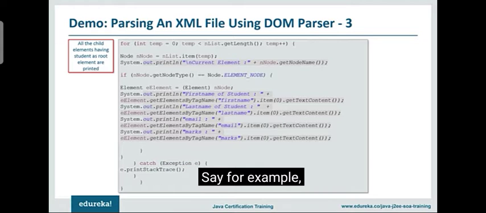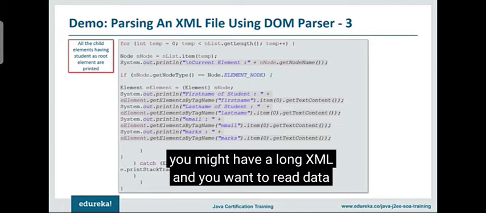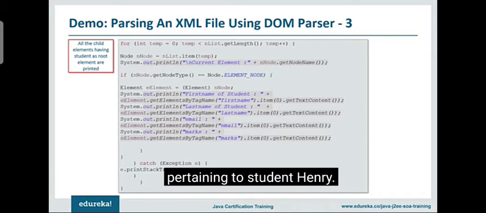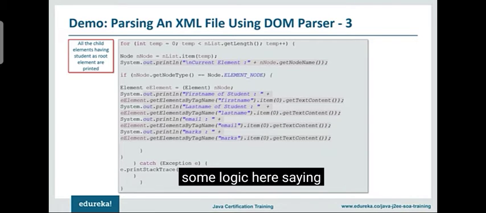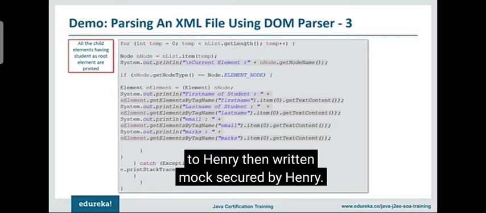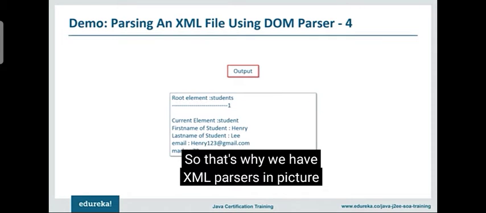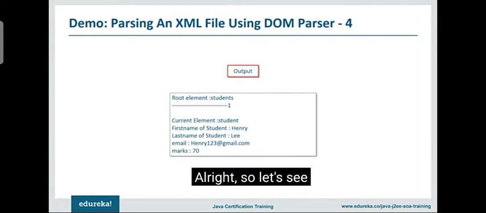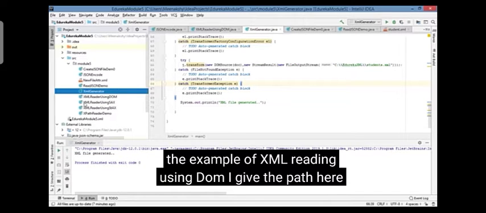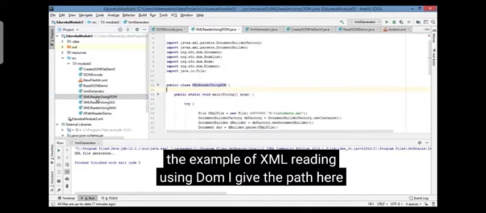Say, for example, you might have a long XML and you want to read data pertaining to a student Henry. So what you could do here is write some logic saying that if student is equal to Henry, then return marks secured by Henry. So that's why we have XML parsers in the picture, to have it loaded into memory and play around with it. All right, so let's see the example of XML reading using DOM.